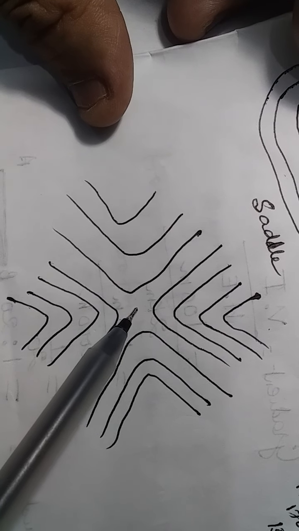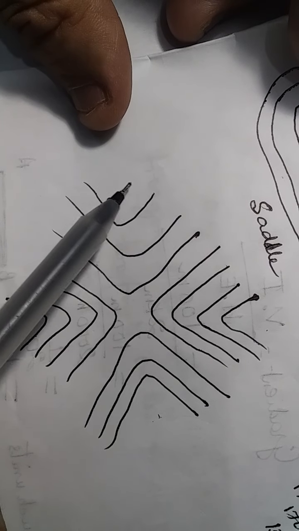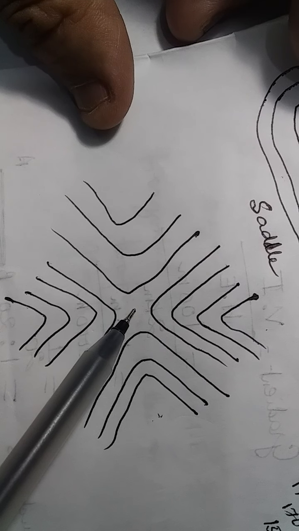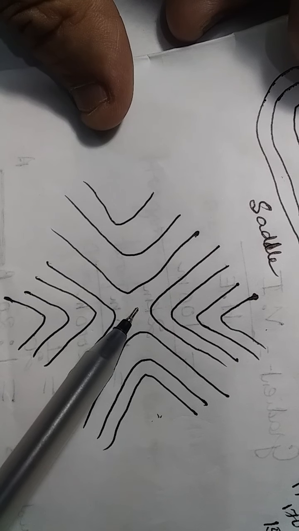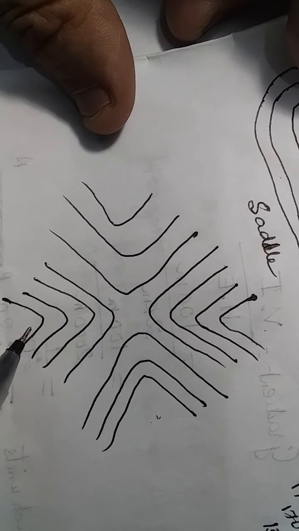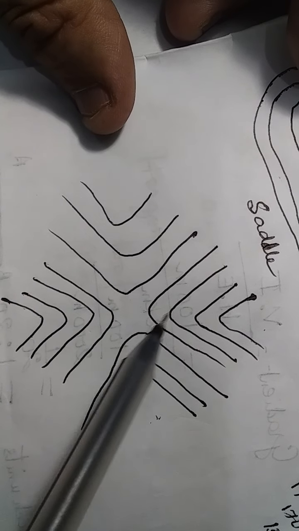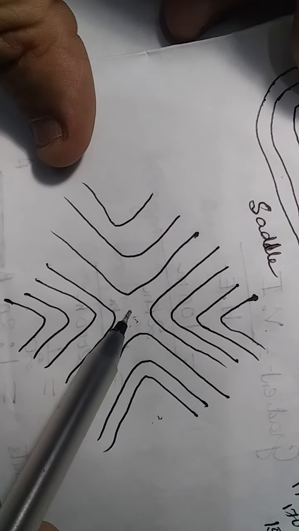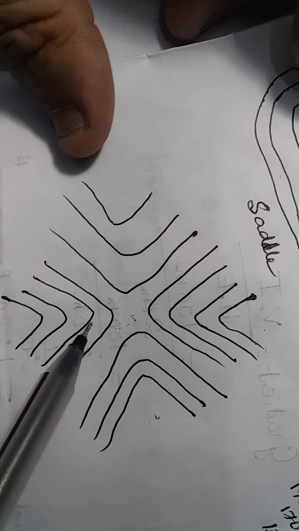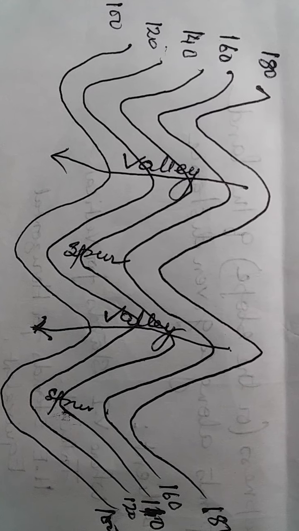It is also a low lying region between two peaks. So if you take these two as peak 1 and peak 2, this is the low lying region. And a pass is very important because it is a means for communication. Like in the Himalayan region, we have some important passes through which we can cross the mountains. Otherwise, it is not possible to cross the Himalayas.